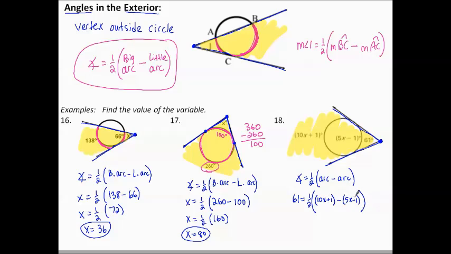We've got to combine these like terms first. So 61 equals half. 10x minus 5x is 5x. And 1 minus a negative 1 makes 2. I can get rid of that half now. Multiplying by 2, and then solving the rest. Subtracting 2 makes 120, and 120 divided by 5 makes 24. Yay!